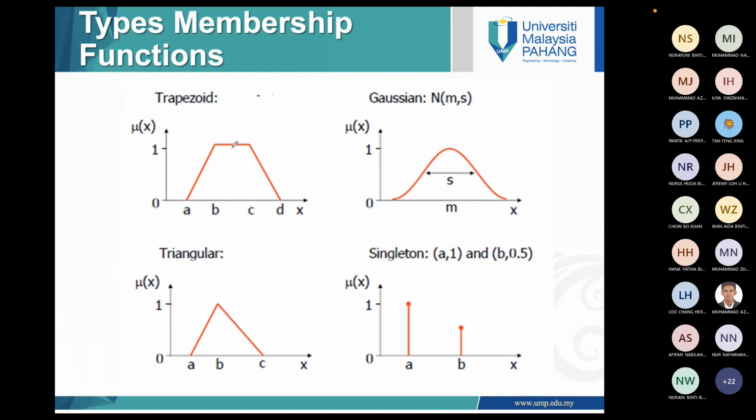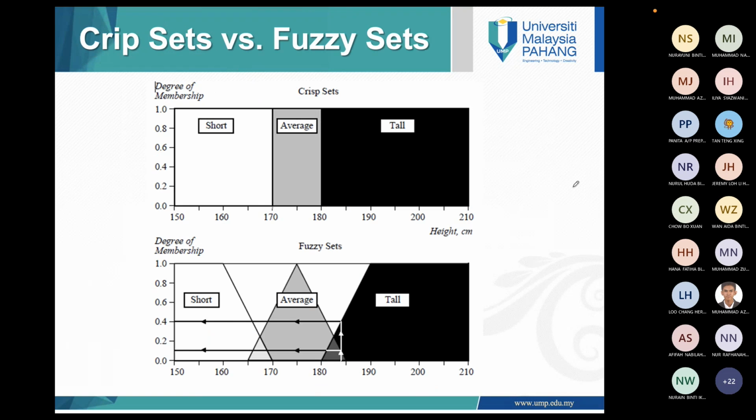Okay, for trapezoid, you see here you have a value menaik and then mendata, and then value menurun. So there will be 4 values for trapezoid: A, B, C, D. And for triangular, you have A, B, C. And for singleton, it can be A, B, as many values as needed. And for Gaussian, you have the middle value here. That is the types of membership function.